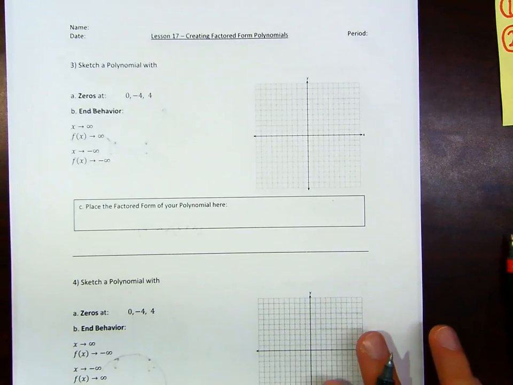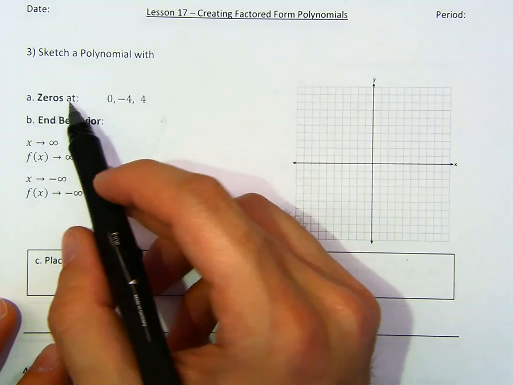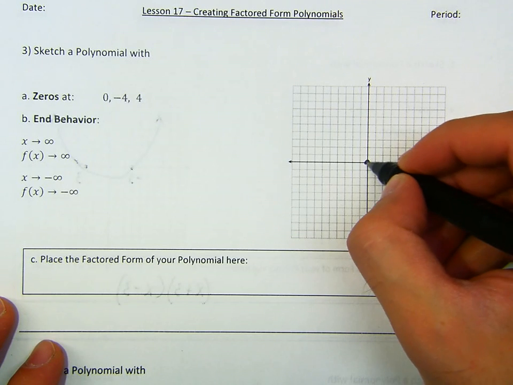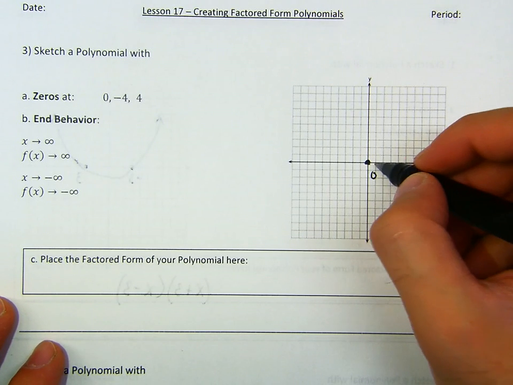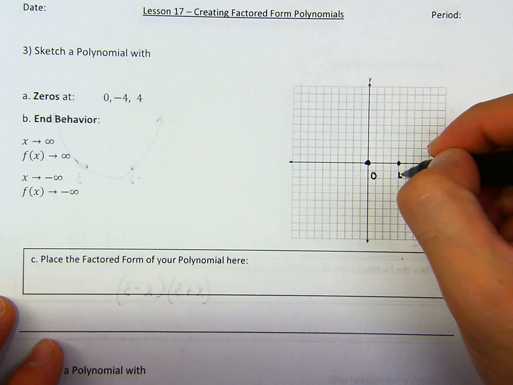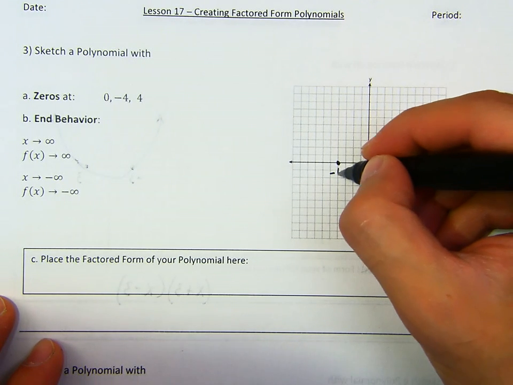Okay. If you want to see how it's done, all right, so it says sketch a polynomial with zeros at 0, -4, and 4. So 0 is here, right? Where is +4? 1, 2, 3, 4. Okay, that's 4. Then 1, 2, 3, 4. This is -4, right?